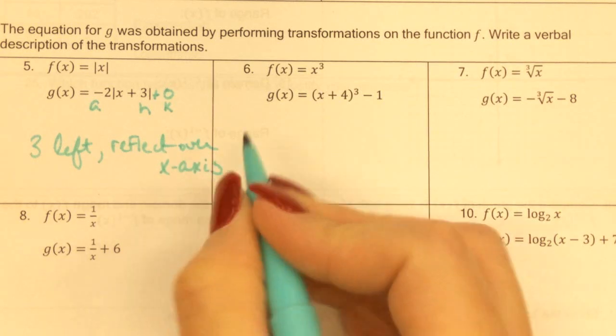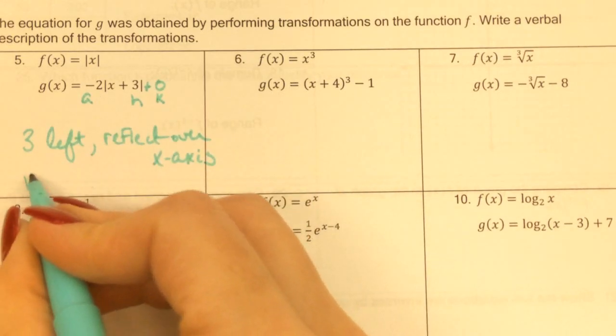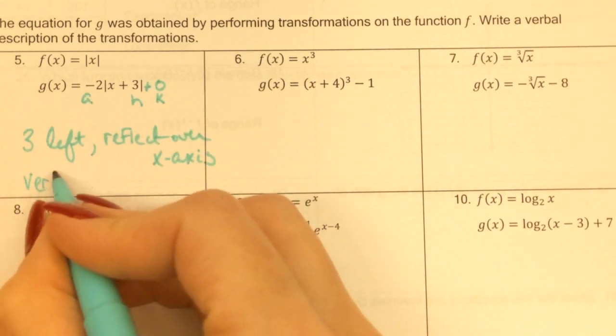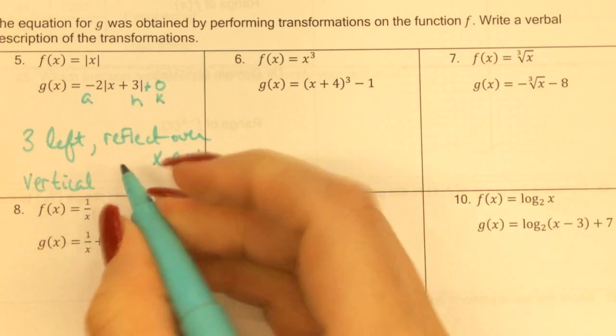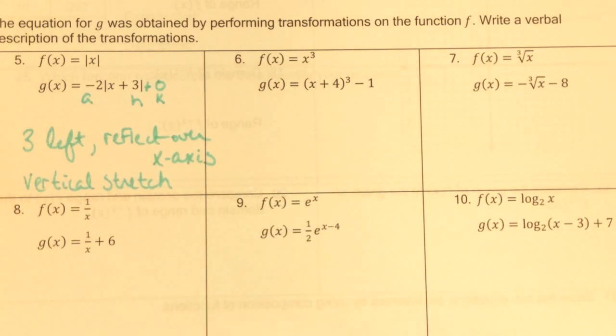And then the 2 is going to create a vertical stretch. Remember, if that number here, the a, is greater than 1, it's going to be a vertical stretch. If it's less than 1, like half, then it's a vertical shrink.